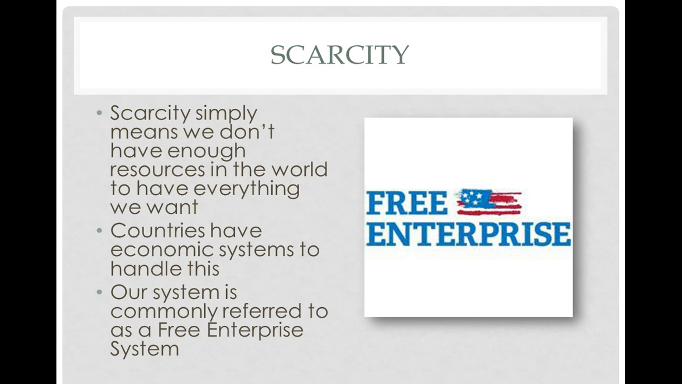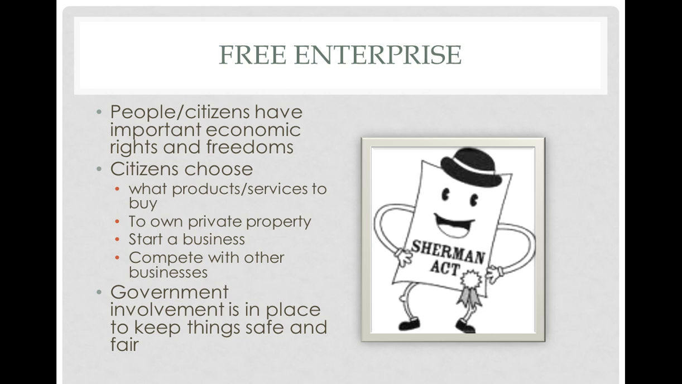Okay, so our system in the United States is usually called a free enterprise system. Basically what that means is you're allowed to do basically whatever you want within reason. People, meaning us or citizens, we have certain very important economic rights and economic freedoms that some countries don't have, or they don't have as many of. For instance, we decide what products or services we're going to buy, where we spend our money, what products we like, what products we don't like.